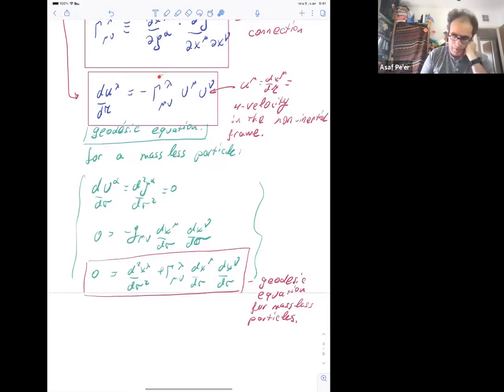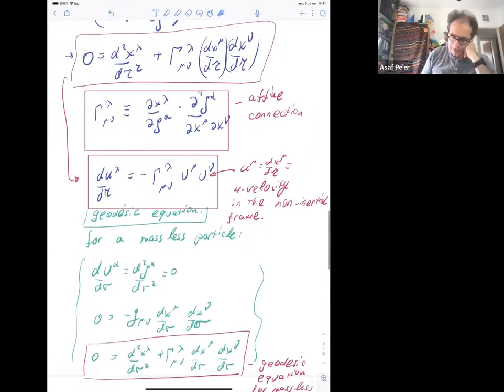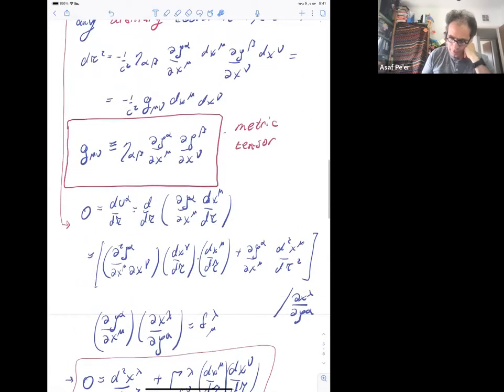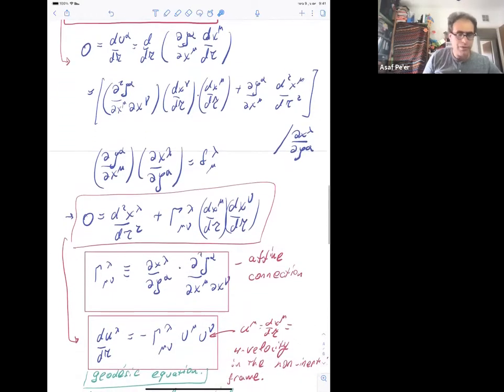Right. Now, the affine connection is related to gravitational force. The proper time interval, the tau, we wrote it down as a function of g mu nu, the metric tensor. So there should be some obvious connection, right? Since the proper time is a function of the metric tensor, there should be some connection between the affine connection and the metric tensor.